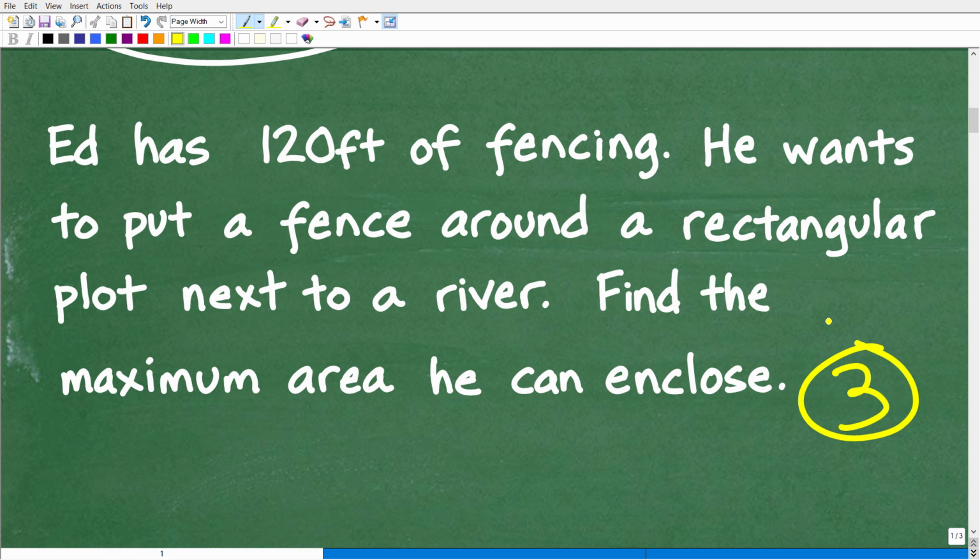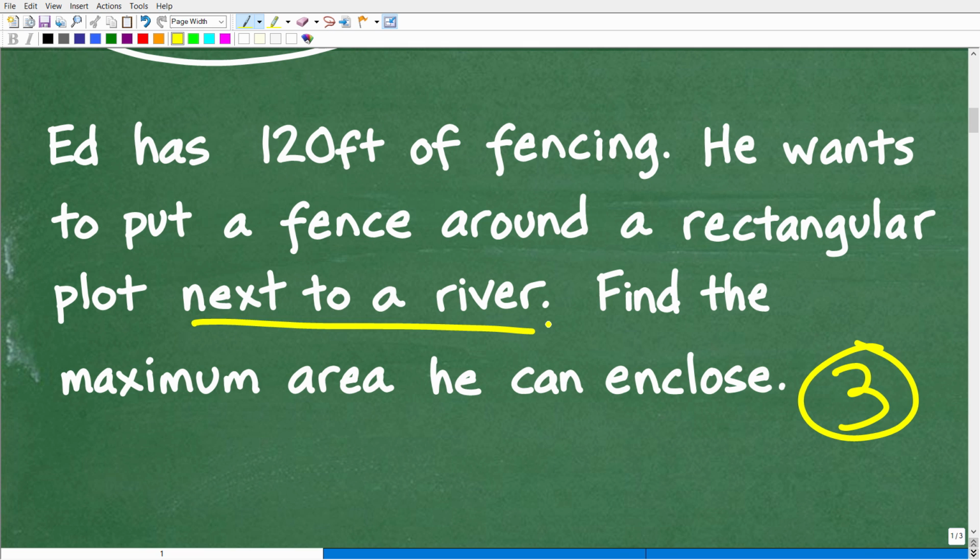Now, I've already read it a couple times, but if you're confused about a problem, and let's say you are a math student taking a test, raise your hand and say, hey, teacher, what's going on? I don't really understand that. Hopefully, they'll give you some details. But if you don't understand a problem, you're not going to be able to solve it. So this particular part about this rectangular fence next to a river could be confusing.